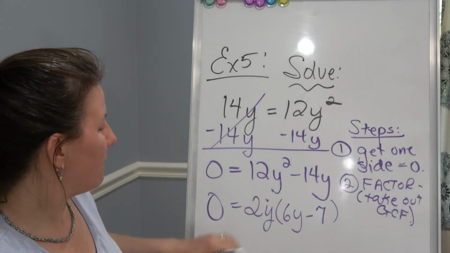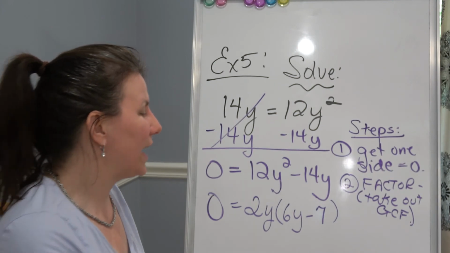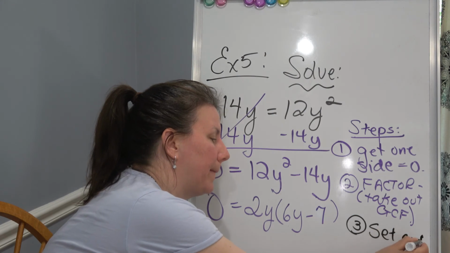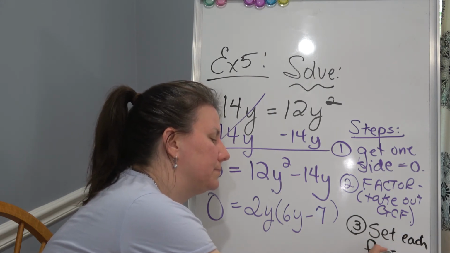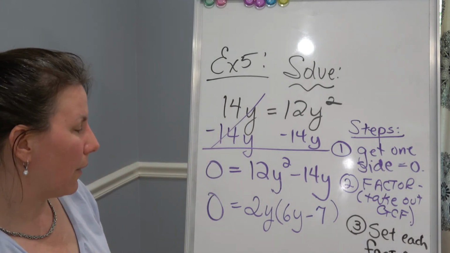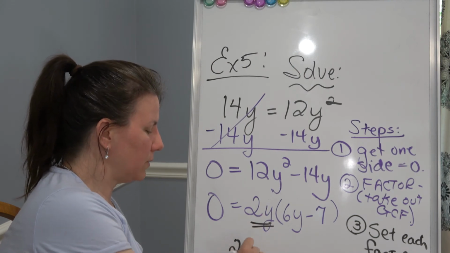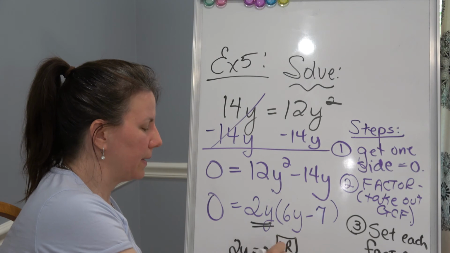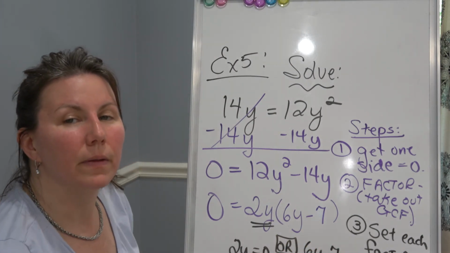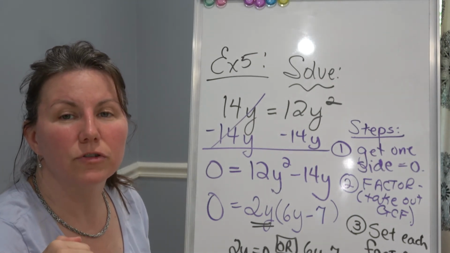Once I know and I'm confident that I have it factored, now I set each factor equal to 0. If this product equals 0, then either 2y equals 0 or 6y minus 7 equals 0. And then you're going to solve each one of those equations.